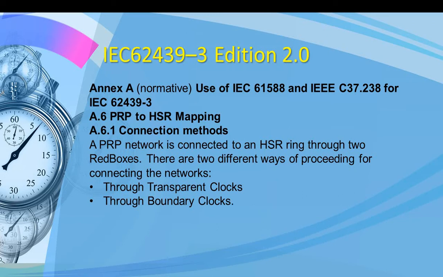There are two different methods to connect a PRP network to an HSR network. One is using a transparent clock. The second one is using a boundary clock. This is edition 2.0.